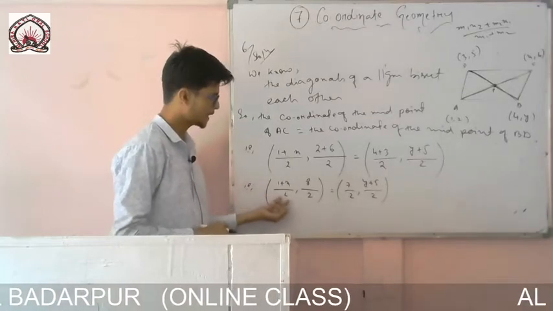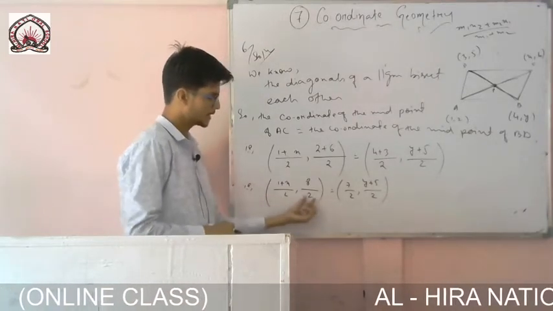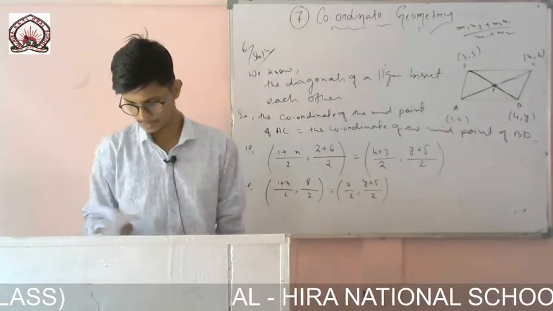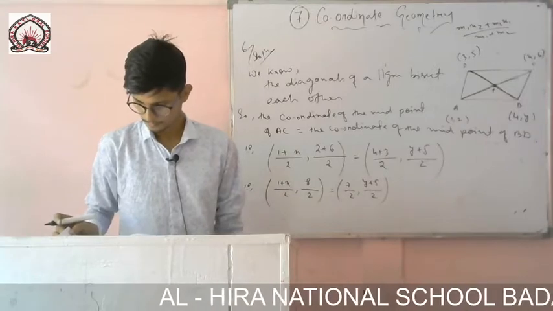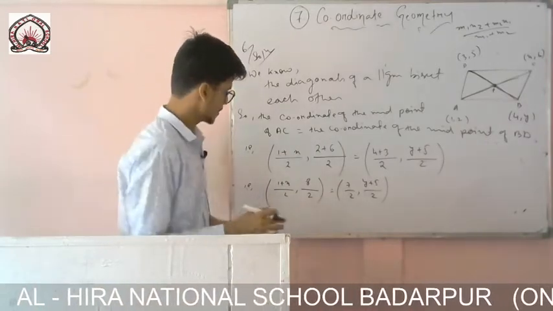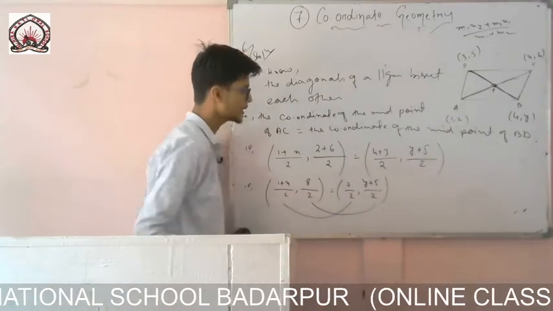Now I have to find the value of x. This one and this one will be the same, and that one and that one will be the same. So we'll simply compare them and we'll get the answer. Simple, this one and this one will be same, and that one and that one will be same.